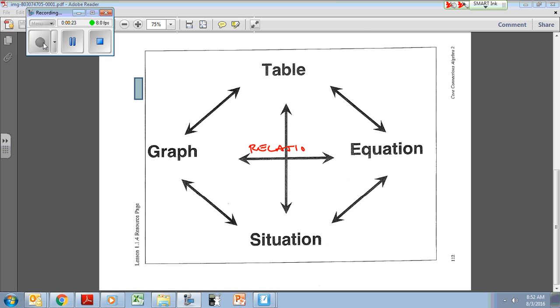Write down relationship. Now, in real life, relationship, of course, we know it deals with people. It's how they connect to each other. So if relationship is up there, you can put connection. A relationship is a connection.